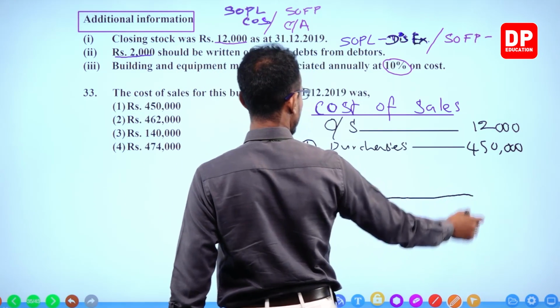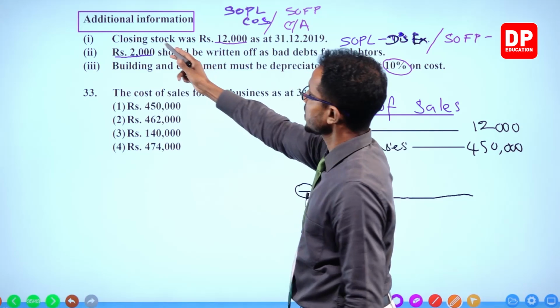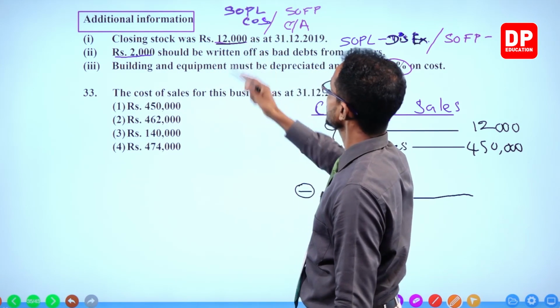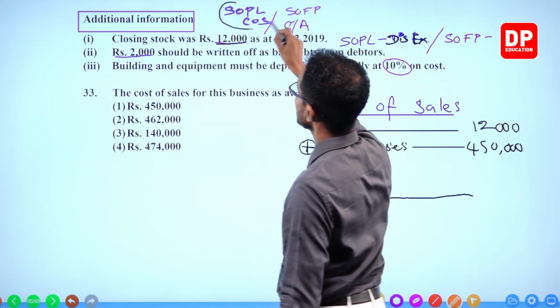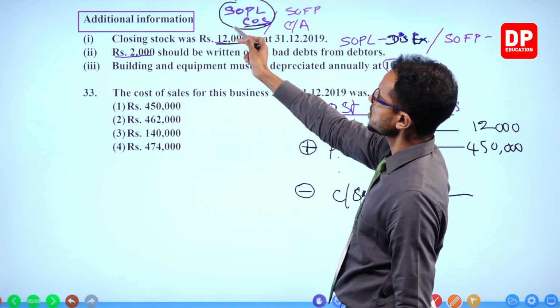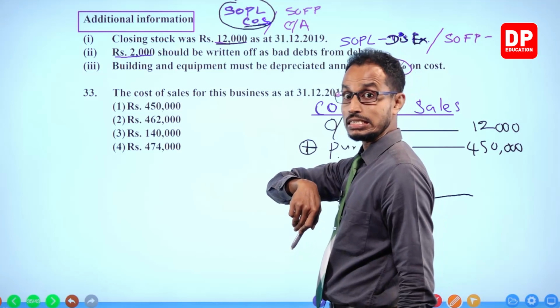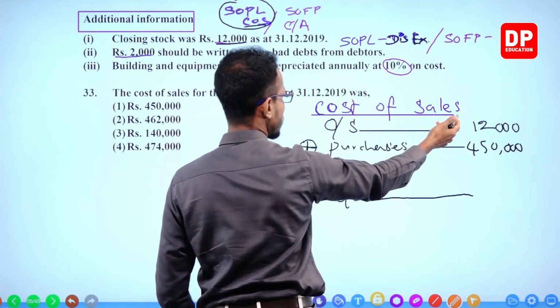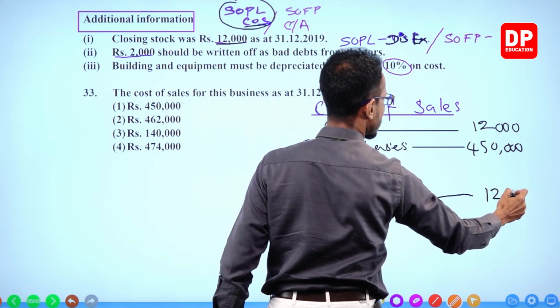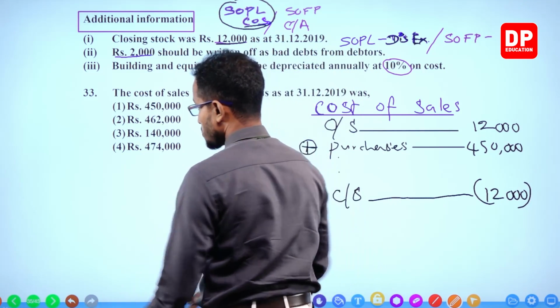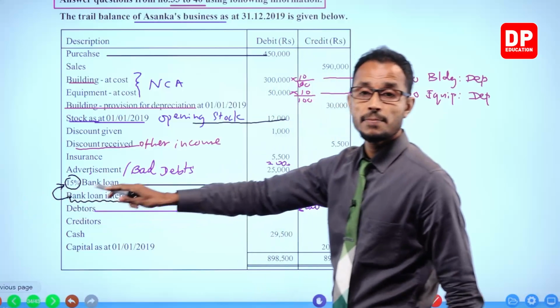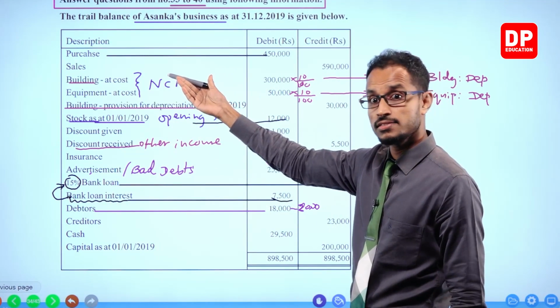Closing stock also we can put. It's right here. Closing stock, see, 12,000. We have already written, see, SOPL, cost of sales, 12,000. Then cost of sales calculation, we must enter it to the cost of sales calculation. But check whether there are any purchase related expenses, darlings.